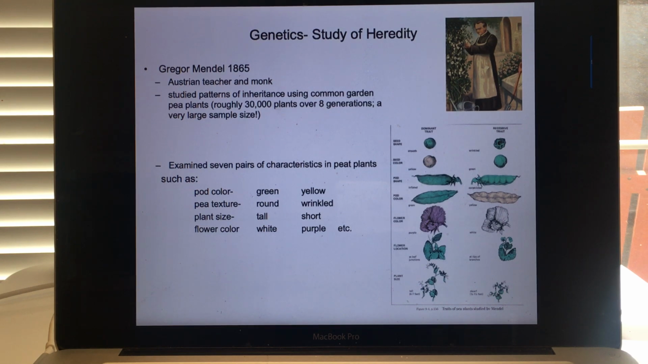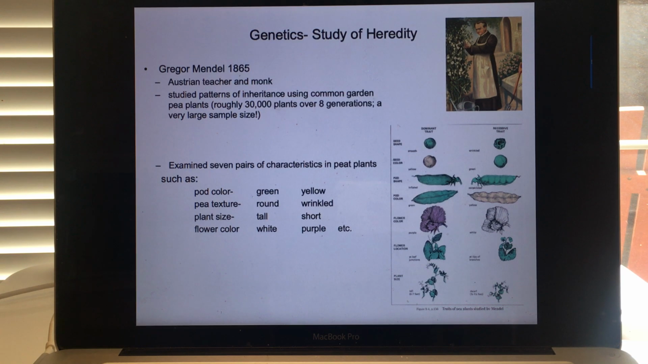If you use a paintbrush, you can actually move pollen from one plant to another and then end up cross-pollinating plants with different traits to see what their phenotypes end up being, which I'll explain in a few minutes, so what they look like and what characteristics they have. So he looked at 7 different characteristics. He looked at pod color, whether they were yellow or green. He looked at pea texture, round versus wrinkled, and he looked at plant size, tall versus short, and he looked at flower color, white versus purple.